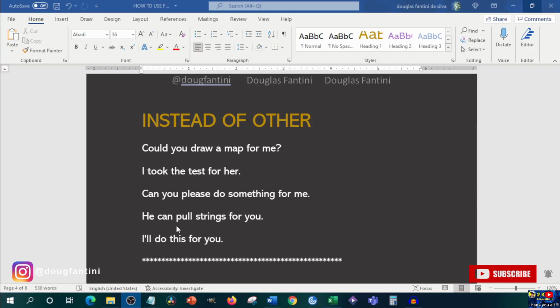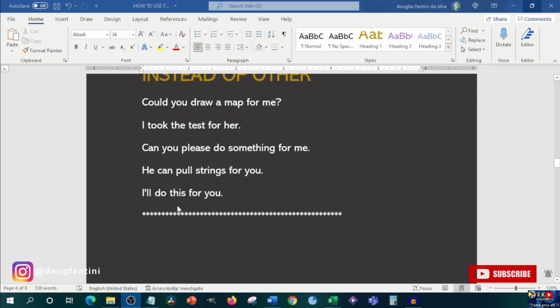He can pull the strings for you. Someone can pull the strings, but the other will do it instead. So it will be done for the other. For. I'll do this for you. Same example. Simple as that.